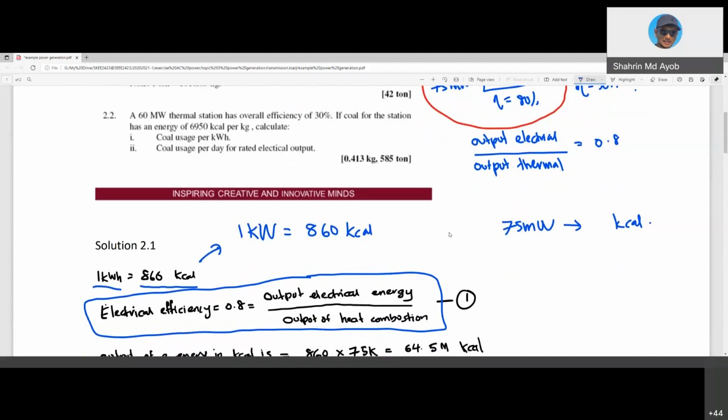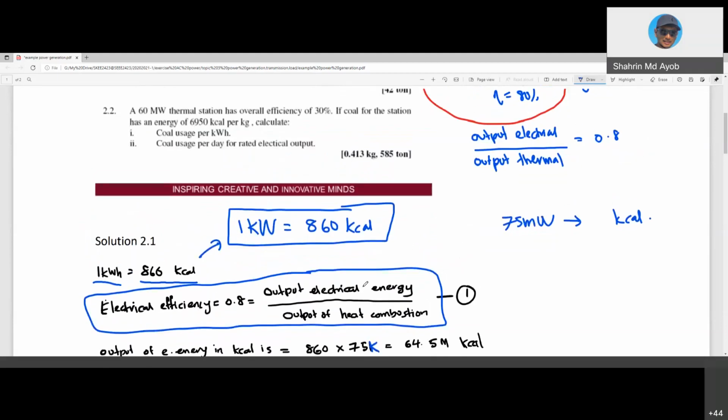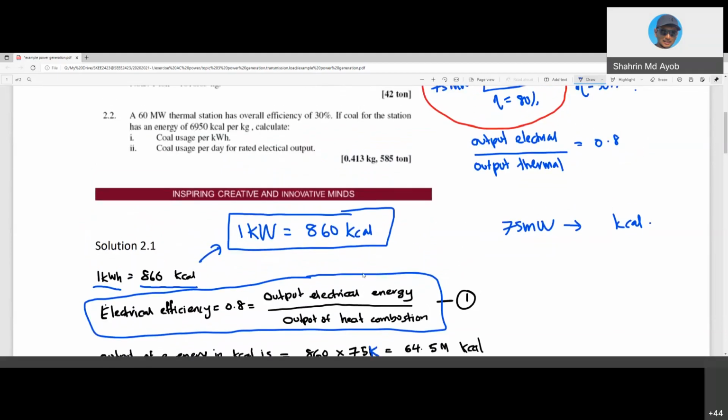Okay. Please be mentioned that 1 kilowatt is equal to 860 calorie. Okay, to get the value of the calorie, you need to multiply with 860. But please be noted that this is 75 k, not 75 megawatt, because 1 kilowatt is 860. So that's why I just multiply 75 k. Okay, because 860 is equal to 1 kilowatt.